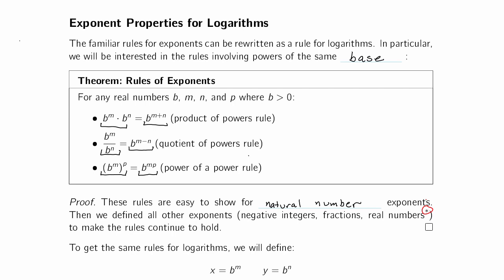To get the equivalent rules for logarithms, we're just going to play a little bit with the notation. So we're going to use an x and a y, which we can definitely write as some power of our base. Right? x and y are legal arguments for logarithms, so they're positive numbers. And we know that we can get any positive number as a power of whatever base we pick.